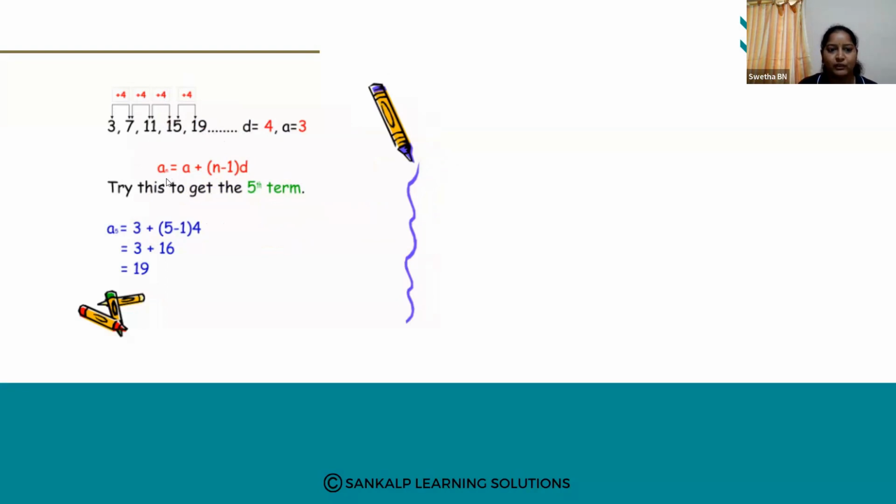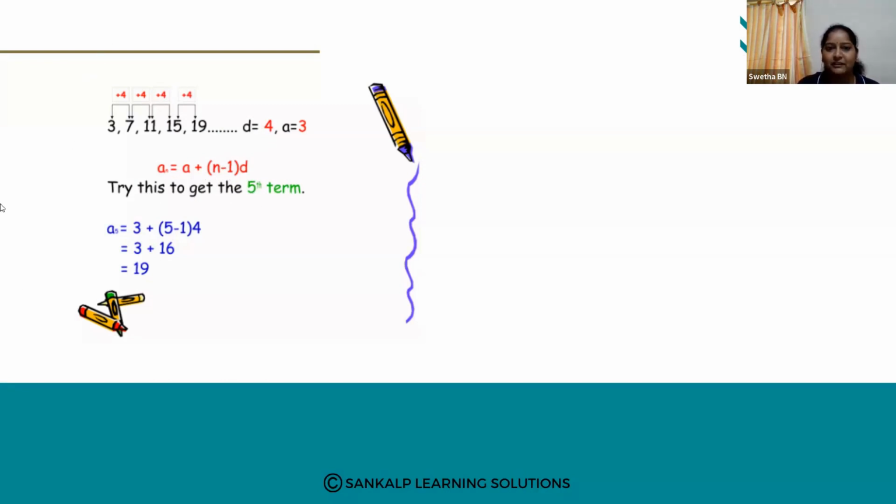Okay, so what is the formula? a_n is equal to a plus... you know what a_n is? a_n is nothing but the nth term. Nth term means it may be any number. If they ask for the 10th term, that will be taken as a_n. While doing the sums, you will understand: a plus n minus 1 into d. Try to get the 5th term.